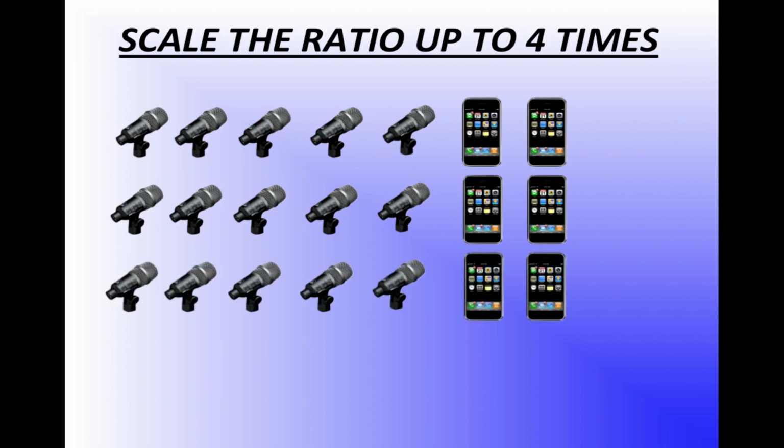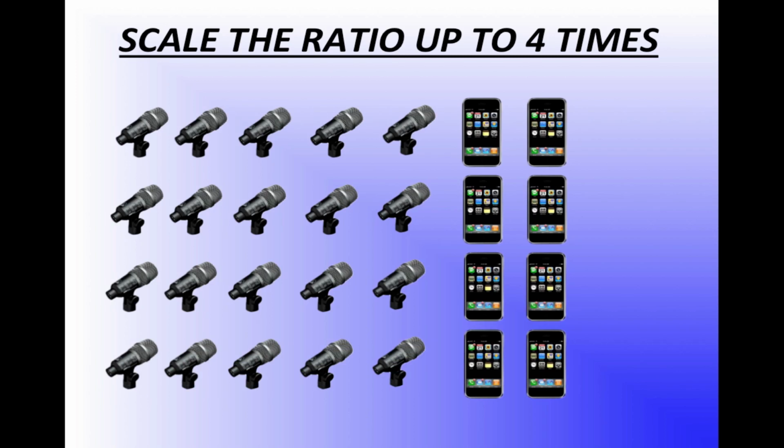Now, I'm going to scale it up 4 times. So how many microphones do you think I'm going to put? 5, and I'm going to put 2 iPhones. Why? Because we're just adding extra sets of the original ratio. It was 5 to 2. So every time we add a set, we have to keep it 5 to 2. And now we have a new ratio.